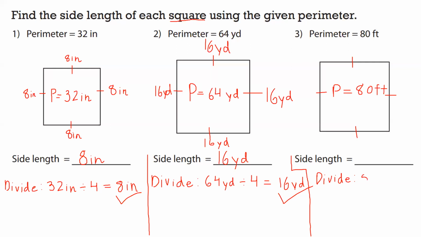So it's going to be 80 feet divided by 4. What is 80 divided by 4? What is that going to be? 20. So we have to basically share 80 into 4 equal parts, and that's going to be 20 feet. So the answer here is 20 feet. So the side length is 20 feet.